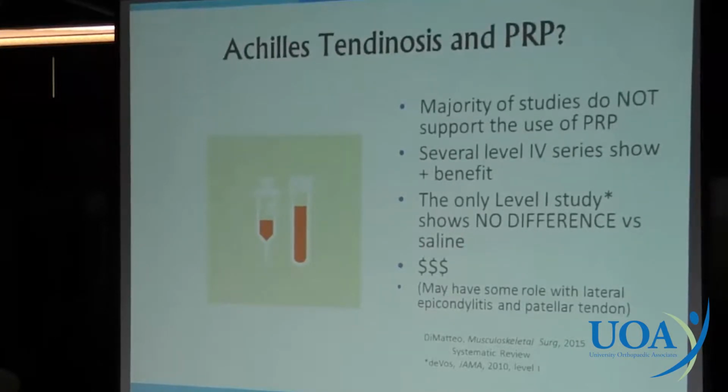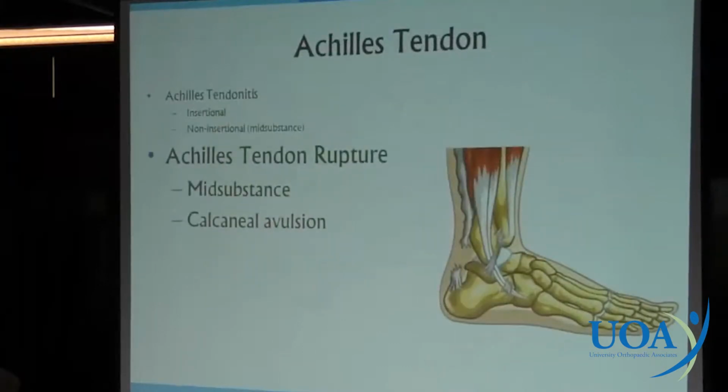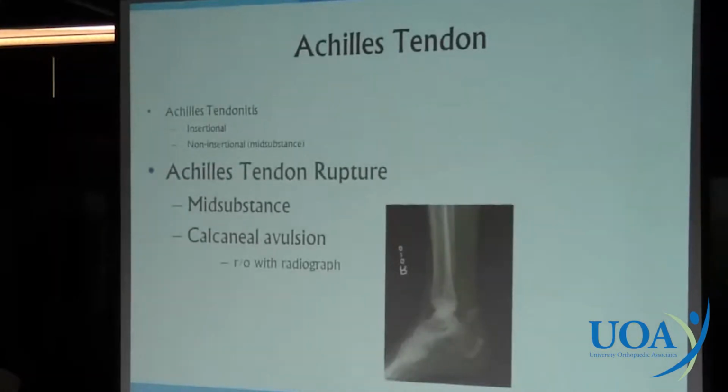There are a lot of factors that have not been figured out yet. Let's get into Achilles tendon rupture. You can have an Achilles tendon mid-substance rupture, that's the one we most commonly think about, but I do want to make you aware of a calcaneal avulsion. This is more common in the elderly.